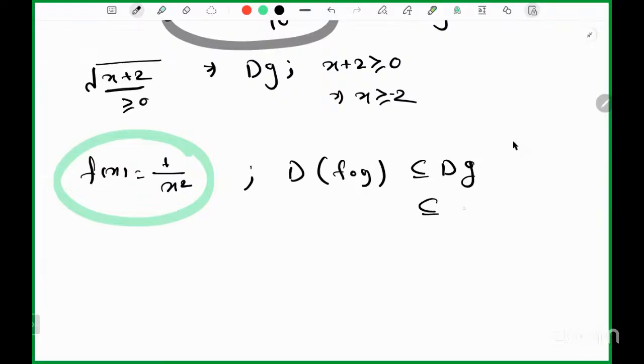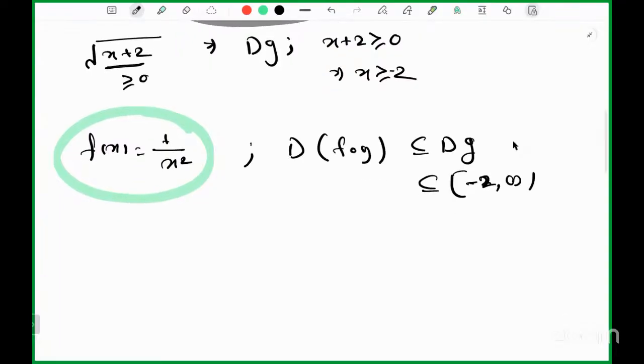So that means it will be a subset of the closed interval -2 to infinity. Now the only thing we need to check is whether it is defined at -2 or not. If it is defined at -2, then we are done. If it is not defined at -2, then that means -2 is not in the domain. Okay. So first of all, g of -2 is what?